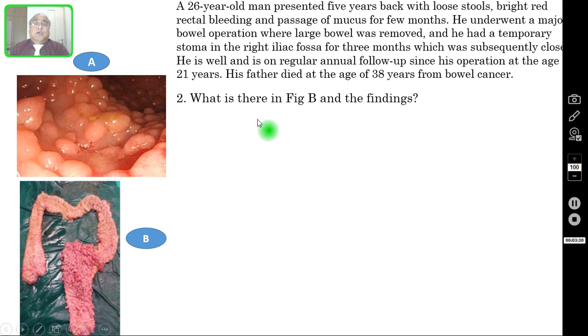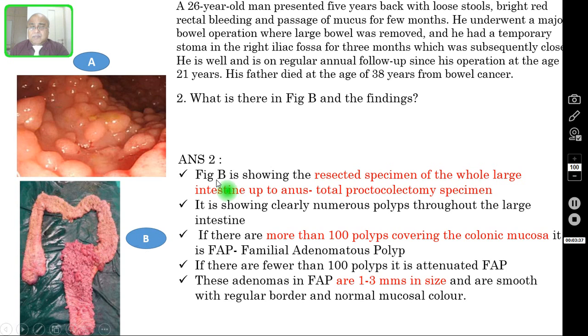Question number 2, what is there in figure B and its finding? So the correct answer is, figure B is showing the resected specimen of the whole large intestine up to the anus, and this surgical procedure is called total proctocolectomy. So they are removing the whole colon, including the rectum and anal canal. It is showing clearly numerous polyps throughout the large intestine.